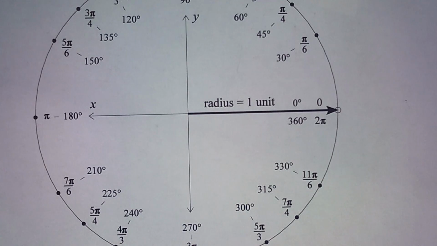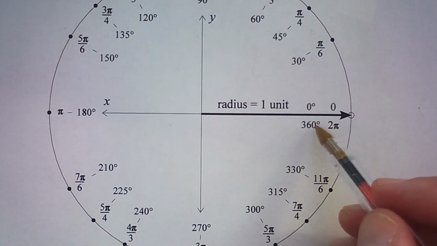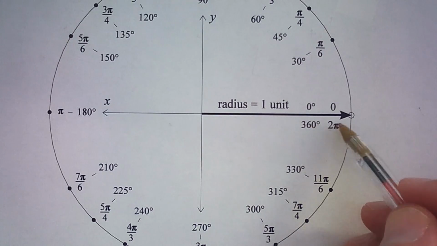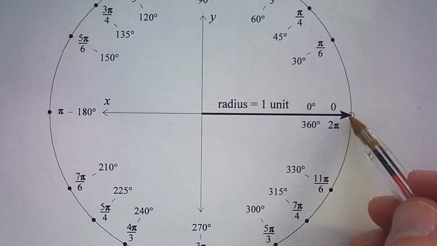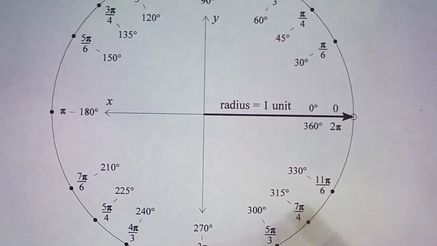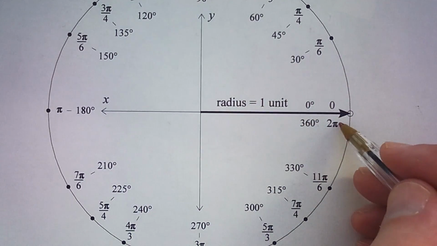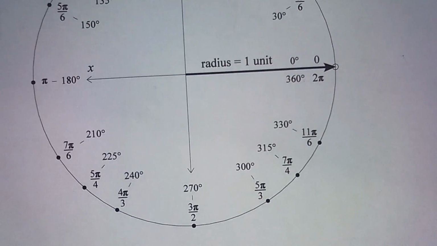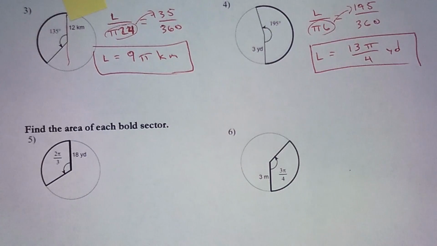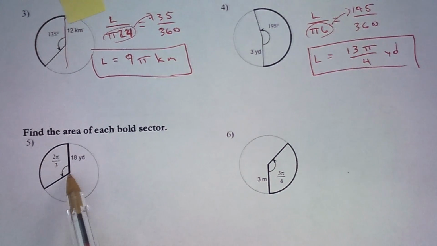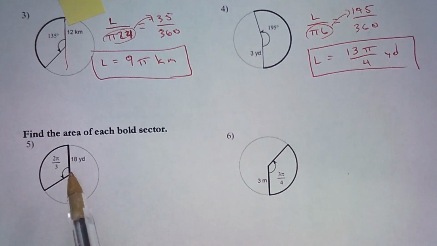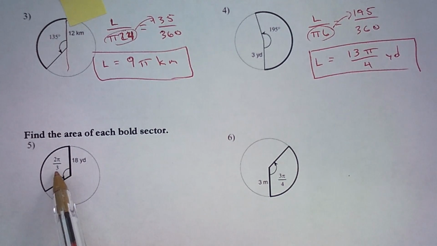We're going to continue our lesson now by doing sector area, and I just want to remind you that 360 degrees and 2 pi mean the same spot on this unit circle. All the way around the circle is 360 degrees. All the way around the circle is 2 pi radians. Okay, so here I am looking for a sector area, and I'm doing it in radians.